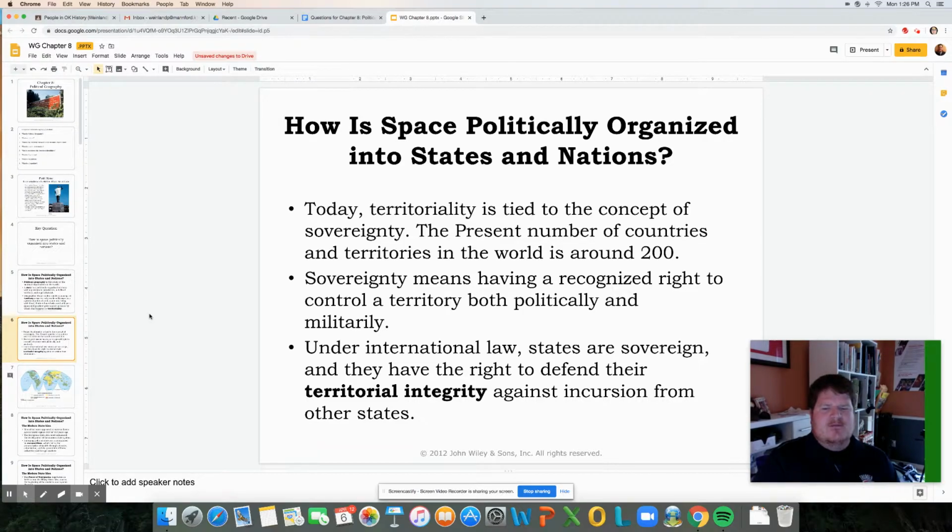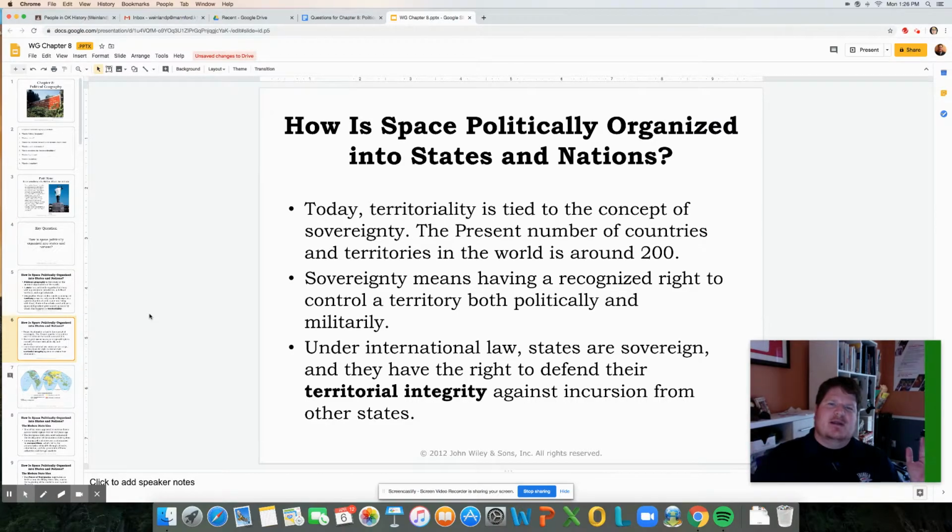So we have to look at that differently. Under international law, states are sovereign and they have the right to defend their territorial integrity. So basically, we have the UN, United Nations, that recognizes different states or countries. And so every country and state has the ability to protect its country, but it has to be recognized as a sovereign nation.